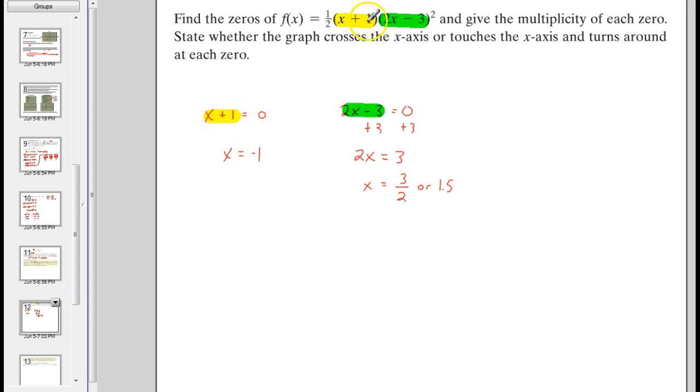Okay, this came from the parentheses with an odd exponent. 1 is an odd number. So that's multiplicity 1, which is odd, so it's going to cross. Alright, but this 3 halves came from this parentheses with an even power. That's an even multiplicity. Well, it's multiplicity 2. So because that's an even number, it's going to touch and turn.